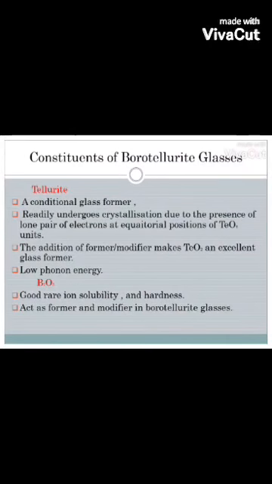We have prepared erbium doped borotelluride glasses and its constituents are, number 1, telluride. It is a glass former. It readily undergoes crystallization due to the presence of lone pair of electrons. It has low phonon energy. Then number 2 is boron oxide. It has good rare earth ion solubility and hardness. It acts as a former as well as a modifier.